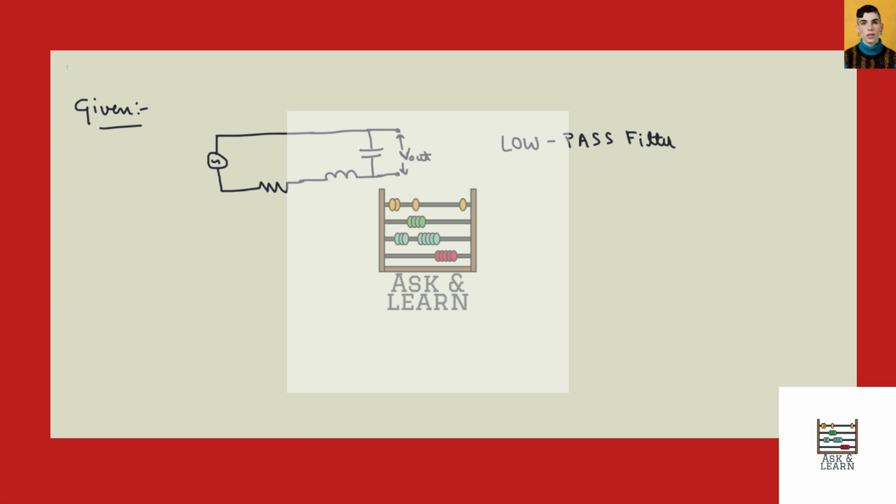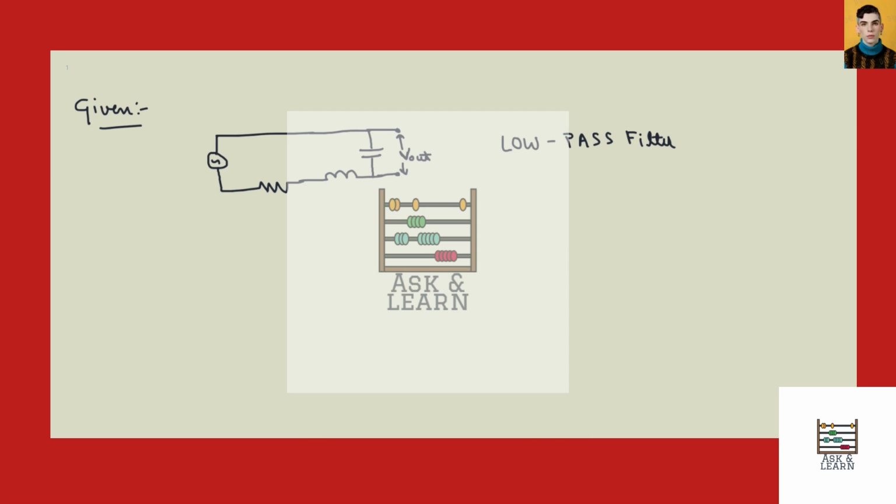Welcome to problem number 31.48. This is chapter 31, alternating current. In this question we are given a low pass filter, and the low pass filter is a series connection of a resistance and an inductor, in parallel with our output voltage. So we are taking the output voltage here across the capacitor.